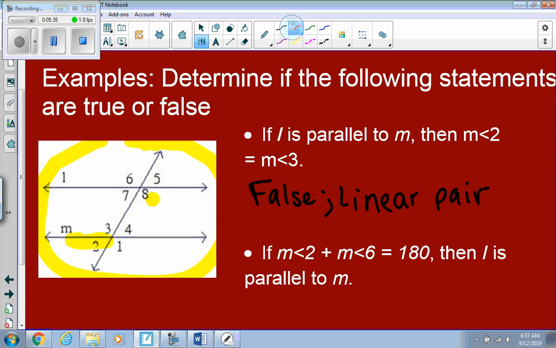So let's see. We're talking about angle 2 plus angle 6. So again, I'm going to mark angle 2 and I'm going to mark angle 6. And they should add up to be 180 if they're parallel. So I'm looking here and I'm thinking, okay, they're on the same side. They're on the outside. So they're consecutive exterior angles. And consecutive exterior angles should add up to be 180. And these indeed do. So this statement is going to be true.